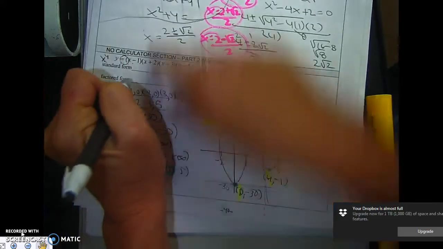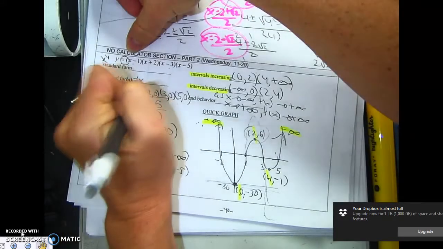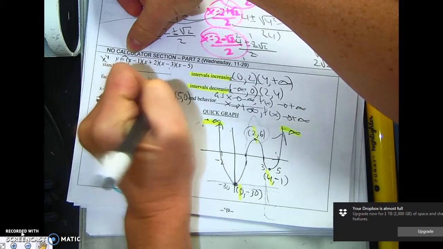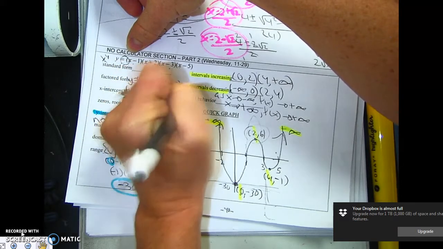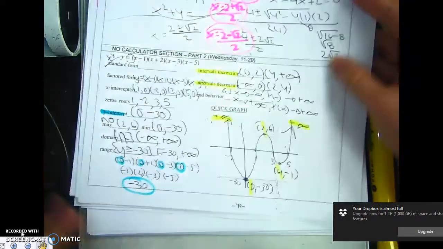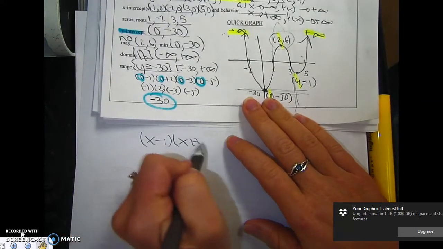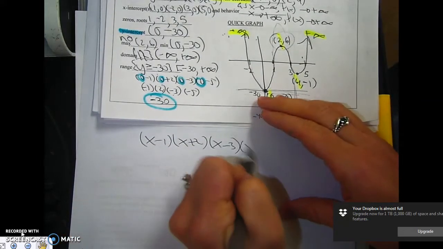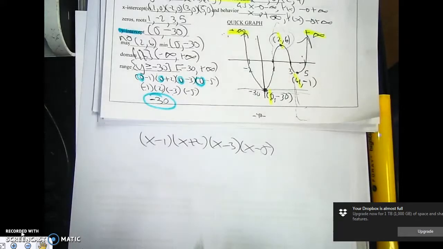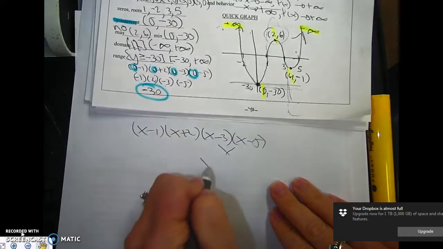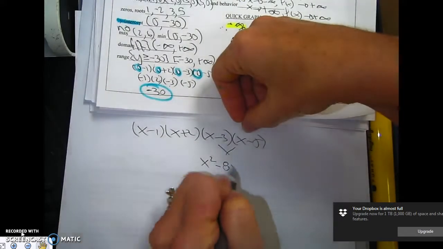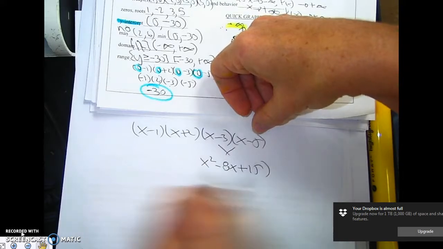Factored form, I will rewrite it. y equals x minus 1, x plus 2, x minus 3, x minus 5. Now to get standard form, don't worry, you'll have space on your test. I'm going to rewrite this down here: x minus 1, x plus 2, x minus 3, x minus 5. So I just have to multiply it out. So you know me in negatives. Two numbers that add and multiply.